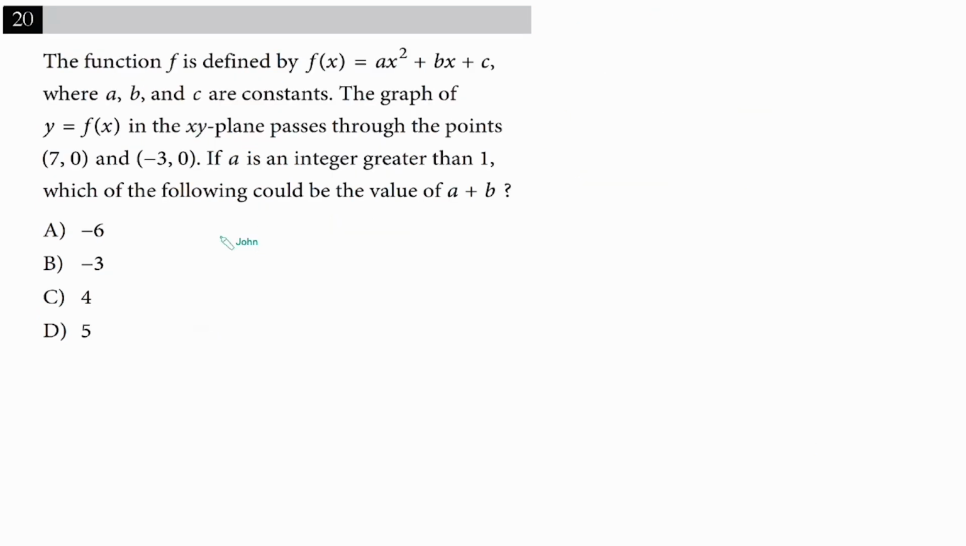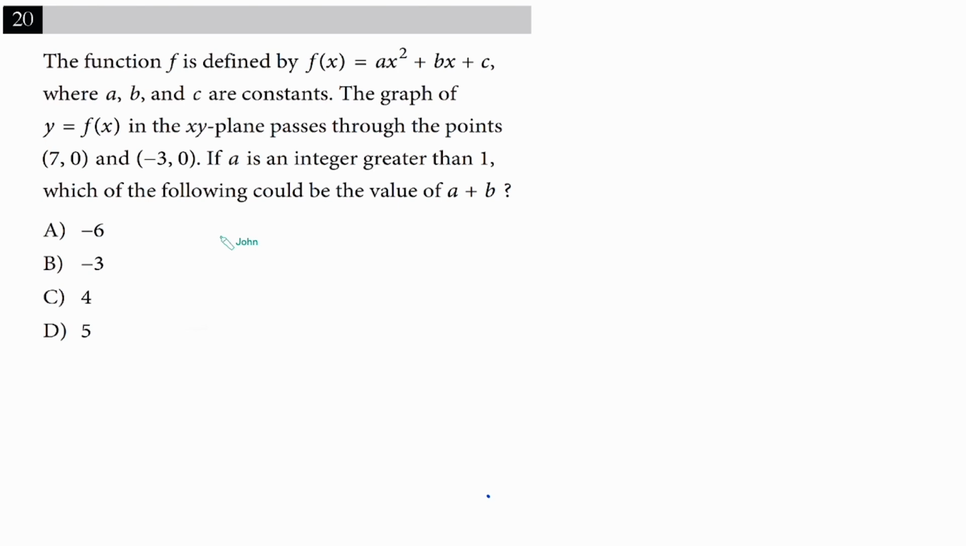The function f is defined by f(x) = ax² + bx + c, where a, b, and c are constants. The graph of y = f(x) in the xy plane passes through the points (7, 0) and (-3, 0). If a is an integer greater than 1, which of the following could be the value of a + b? We're interested in finding the sum of the first two coefficients in this quadratic equation in standard form, but this time we're given x-intercepts instead of a vertex.